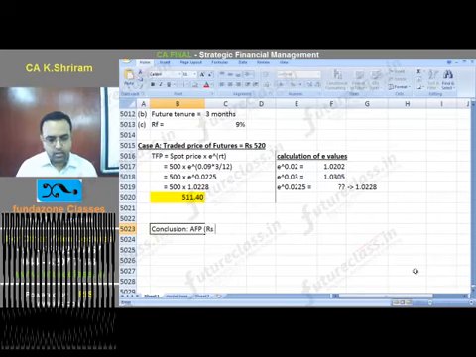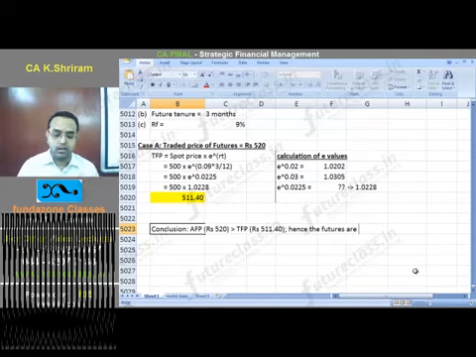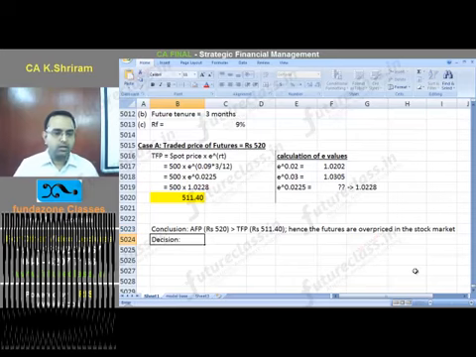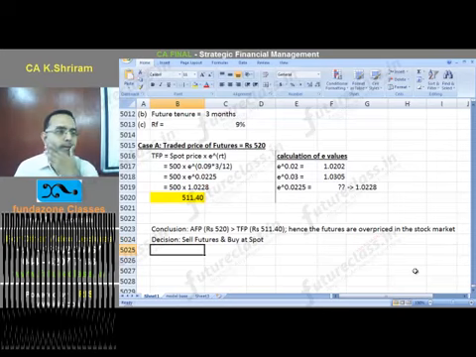So we conclude: actual future price of 520 is greater than theoretical future price. Hence the futures are overpriced in the stock market. So when something is overpriced, what will you do? Sell futures and buy at spot.